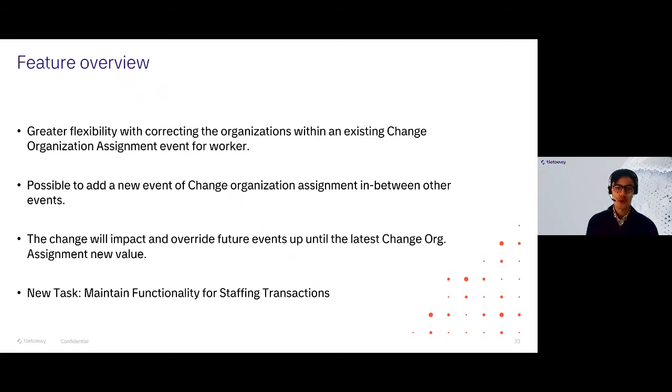The feature will also override any future data that is consecutive with the change up until the latest new value field of the correction. A bit tricky to follow, but I hope that my demo in a few minutes will clear it out. In addition, you need to enable this in order for it to work, and a new task is then created and available. The new task is called maintain functionality for staffing transactions.